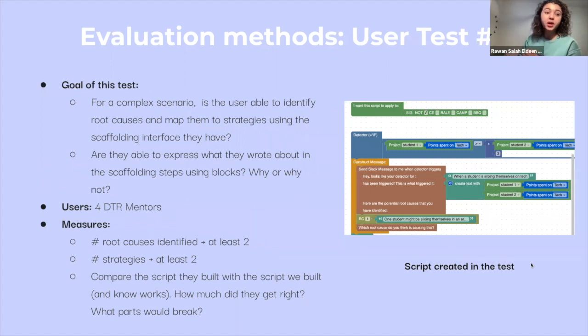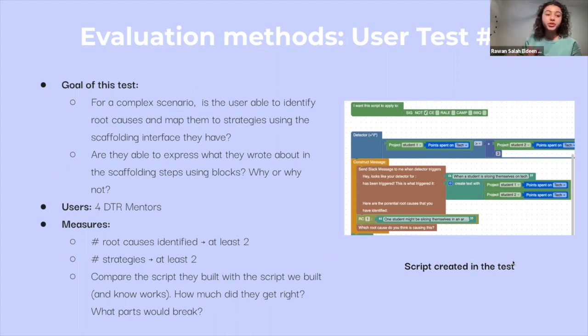For our third test, the goal was, given a complex scenario, just like the one Grace walked through, a scenario that has multiple root causes and could potentially have multiple strategies based on the situation and the student, is the user able to identify root causes and map them to strategies using the scaffolding interface they have? And are they able to express what they wrote about in the scaffolding steps using blocks? Why or why not? So we used the interface that you saw with Grace.